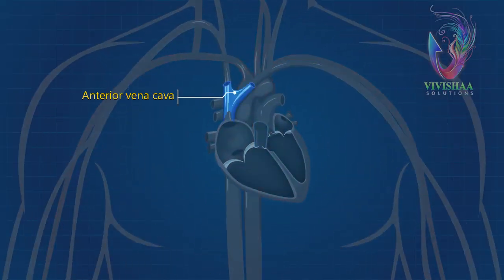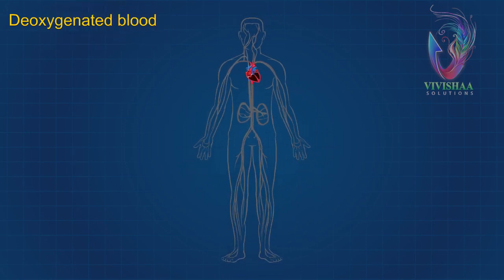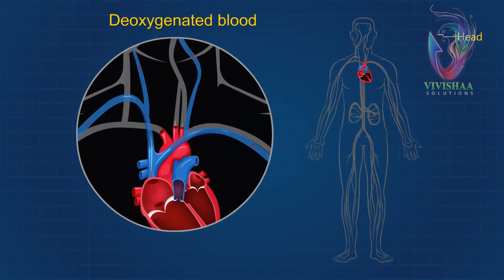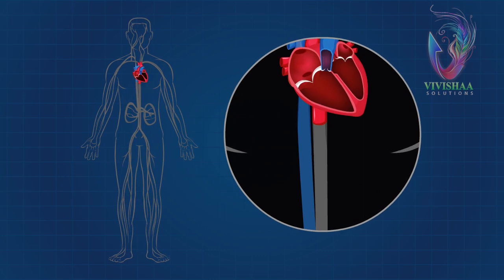Anterior vena cava, which is also called superior vena cava, carries deoxygenated blood from the anterior parts of the body such as head, chest, and the arms, and pours into right atrium. Posterior vena cava, which is also called inferior vena cava, carries blood from posterior parts of the body such as abdomen and legs to pour into the right atrium.